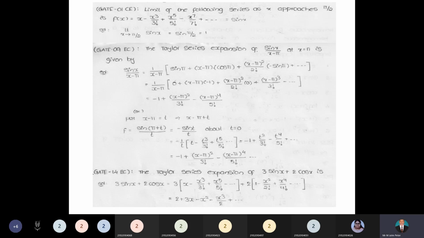About t equal to 0, for the sin t expansion series, they have mentioned that the denominator t is put in front as a common factor, then multiply by 1 by t inside. You will get minus 1 plus t square by 3 factorial minus t power 4 by 5 factorial, and replace t by x minus pi, we will get this series. So two ways we can approach the series for the given problem sin x by x minus pi at the point x equal to pi.